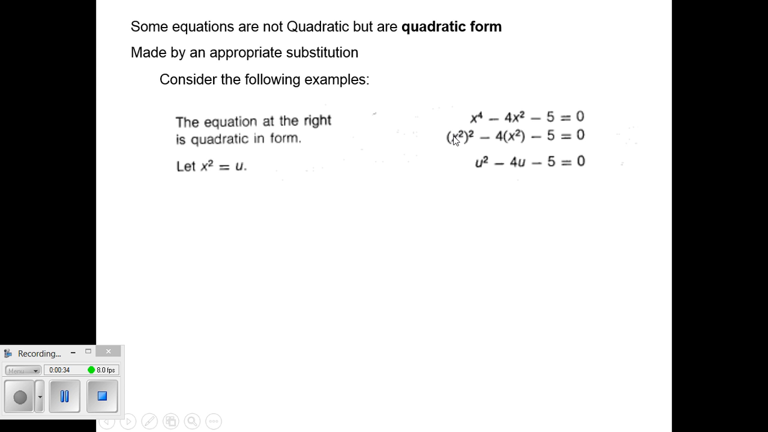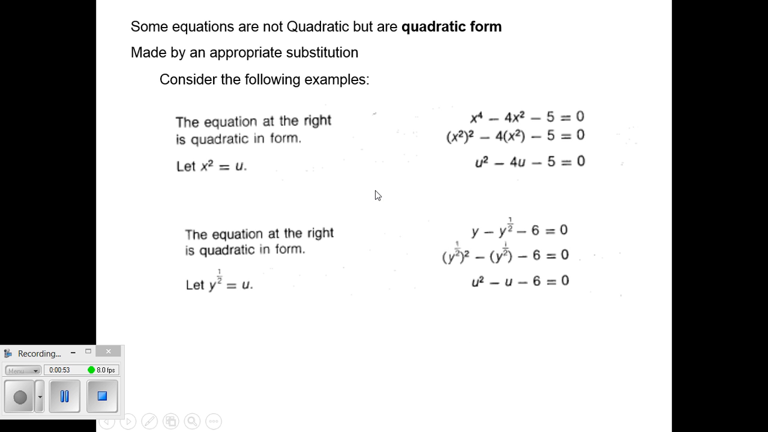And by doing a suitable substitution here, okay, if we let u stand in for x squared, then the equation appears quadratic in u, okay? So I generally call these type of things quasi-quadratic, okay?